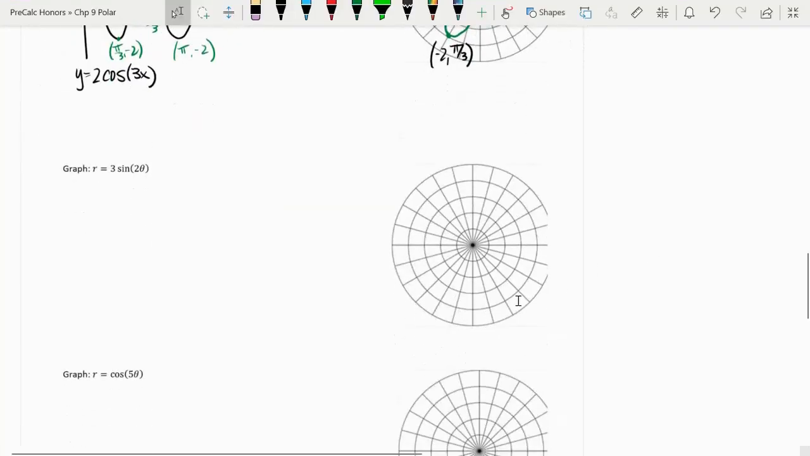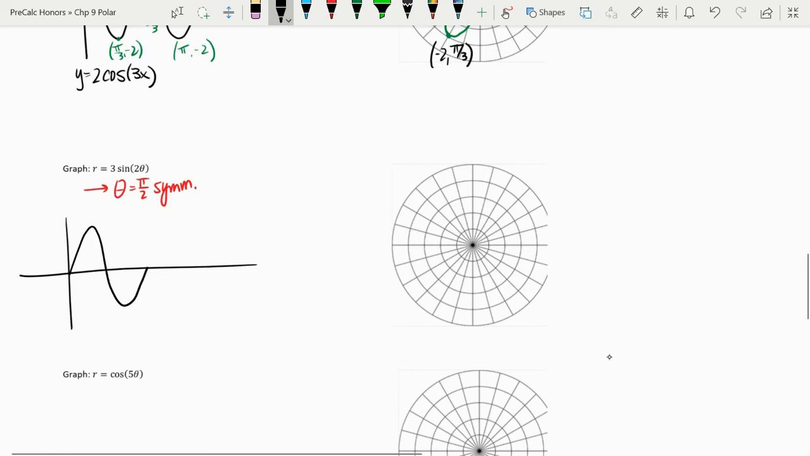All right, so we'll graph this guy next, 3 sine 2 theta. Again, I always like to think about symmetry. Sometimes I know I forget to mention it here, but this sine graph for our roses has theta equals pi over 2 symmetry. So that's almost like y-axis symmetry. And I'm going to draw a little sketch of what this sine graph would be. So the new period would be 2 pi over 2, which is pi.